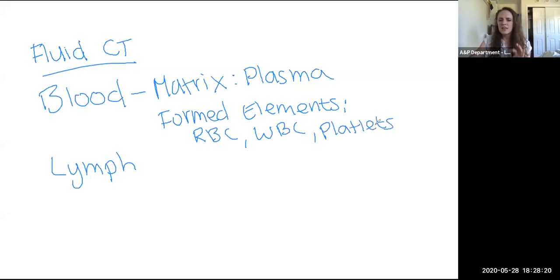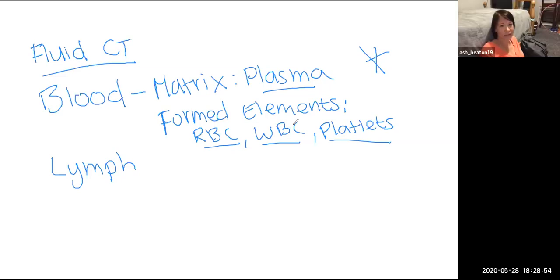The big thing with this that people get confused is they think plasma is a cell. Plasma is not a cell. Plasma is the matrix. Plasma is the fluid portion. The cells are going to only be your red blood cells, your white blood cells, and your platelets. I would just memorize this and study this and know this really well, okay? Know what your formed elements are, and then know that the matrix is plasma.